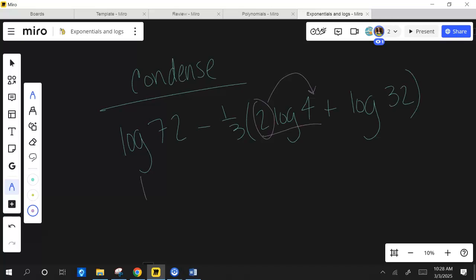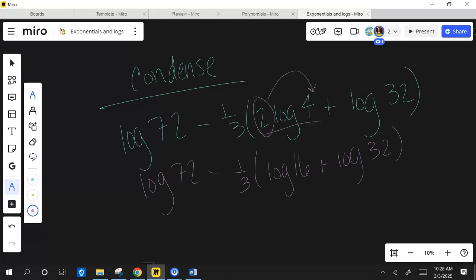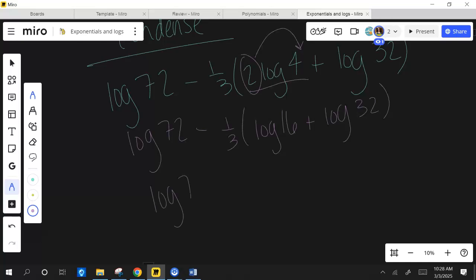Yes, yes, yes. All right, so I got log 72 minus 1/3 log 16 plus log 32. You can't add them together, no. It'd be what, Gina? That's exactly right. I'm going to multiply them together because I'm adding, right? So I got log 72 minus 1/3. What is 16 times 32? 512.